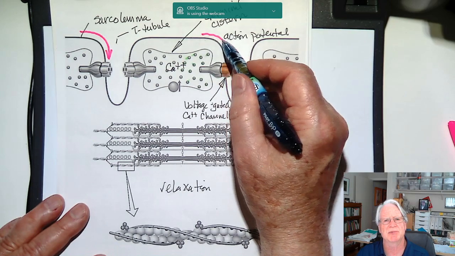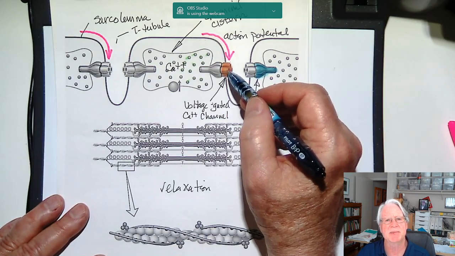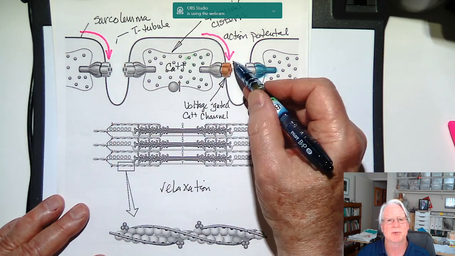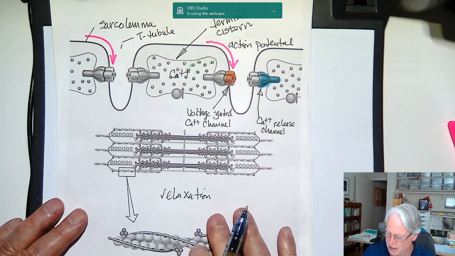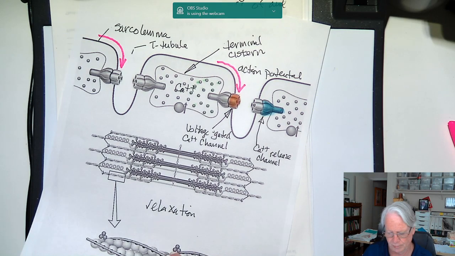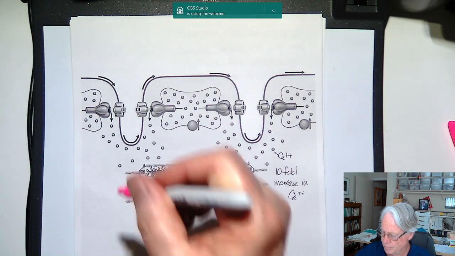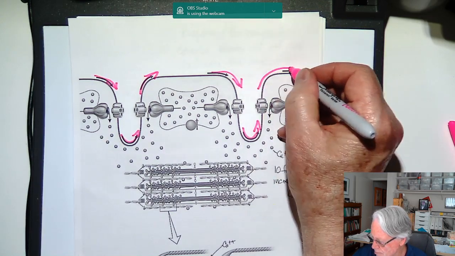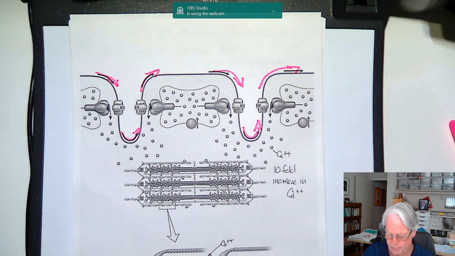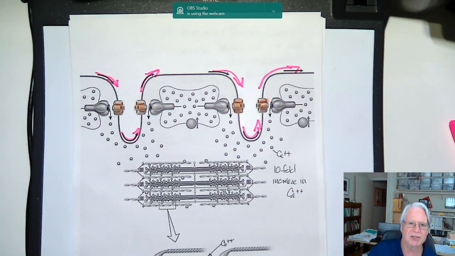So what's going to happen is the action potential comes down. It's being measured by the voltage-gated calcium channel. And when this protein in the membrane, in the sarcolemma of the muscle cell, registers that action potential, it will move away and expose the opening of the calcium release channel. And so in the next image, we see this. So we have our action potential, and we see that the voltage-gated calcium channel has moved away from the calcium release channel.